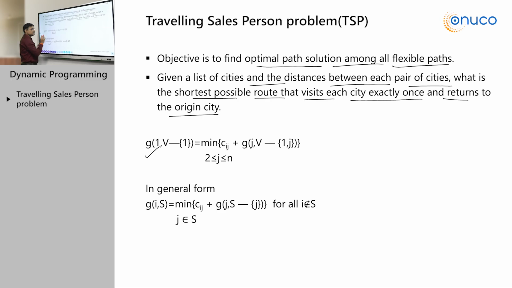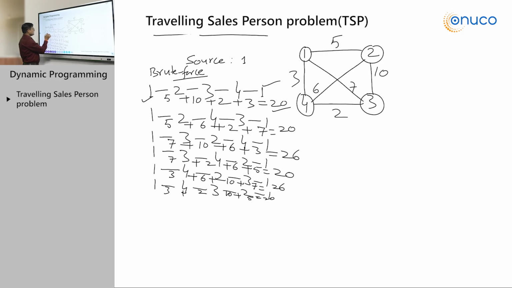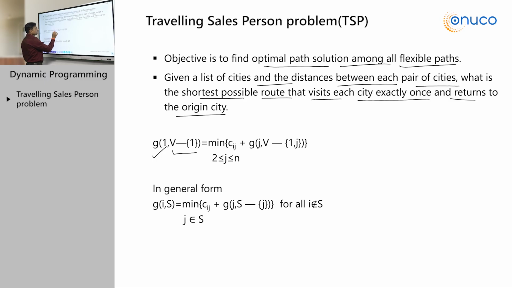So when you are starting the journey from 1, then this part V minus 1 means the set of vertices minus 1. In this particular case, if you are starting from city 1, what are the cities you are going to traverse? 2, 3 and 4. So V minus 1 is 2, 3, 4. Here V is 1, 2, 3, 4, minus 1 is 2, 3, 4. Similarly, the min of C of ij.